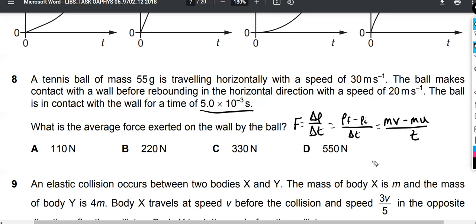So I will plug in 0.055 kilograms for mass. The final velocity, let's call that negative 20, minus 0.055 times positive 30. All right, so we have a negative momentum here plus another negative momentum, right? So one of these velocities has to be negative relative to the other one because it rebounds. So that's important to keep track of.